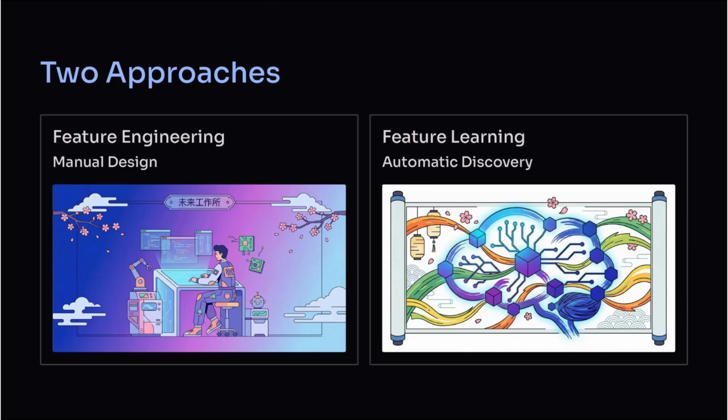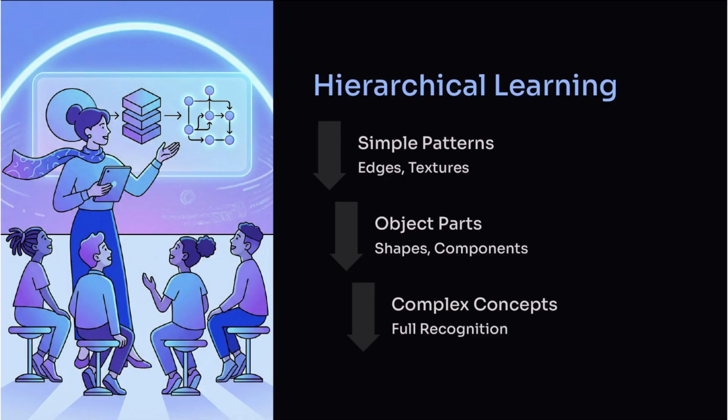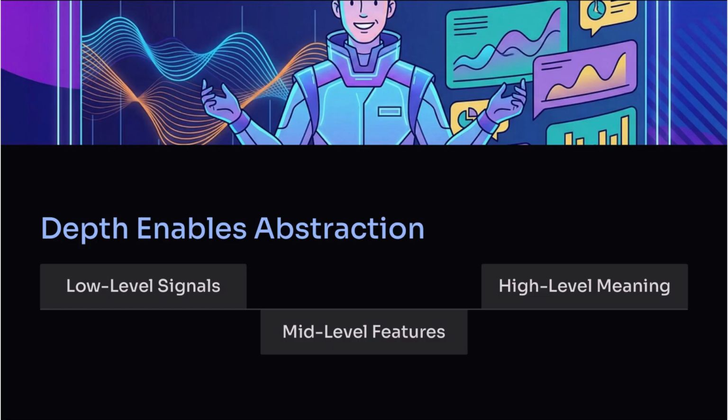Deep models learn hierarchically. Early layers capture simple patterns, while later layers capture more abstract concepts. This structure mirrors how complexity builds from simple components. Depth enables abstraction. Low-level signals are combined into higher-level representations that support complex tasks such as object recognition or language modeling. Deep learning requires large amounts of data. Without sufficient examples, deep models overfit and fail to generalize. Data availability is therefore a critical success factor.